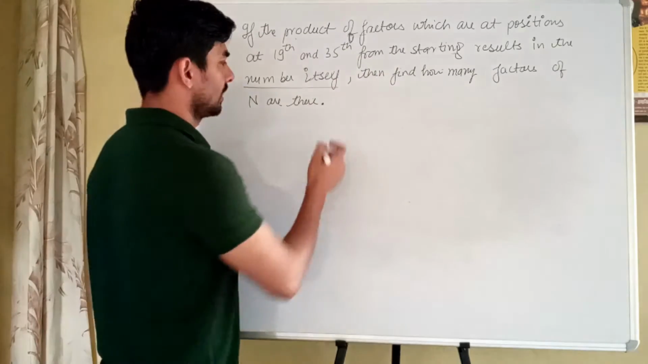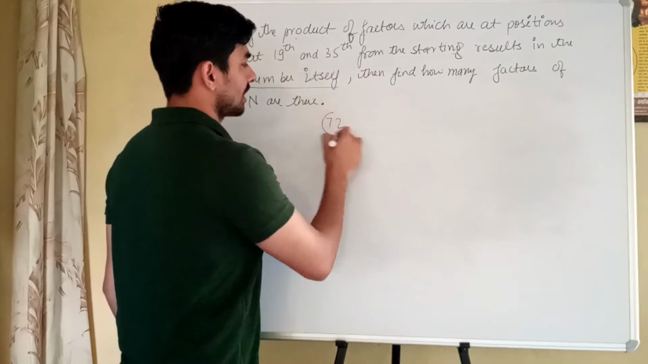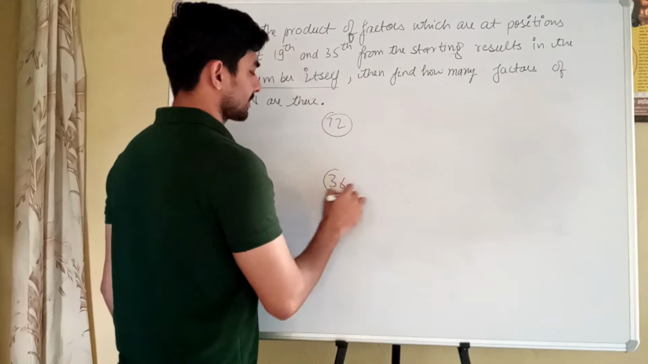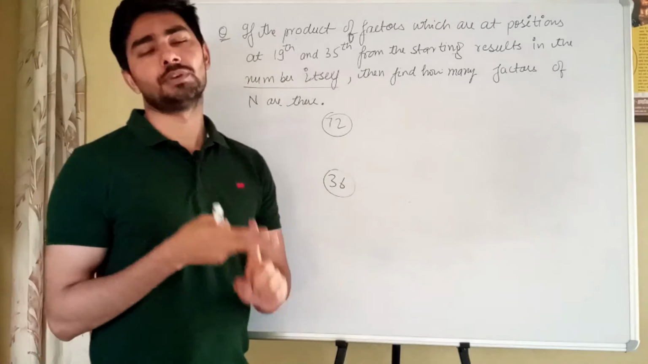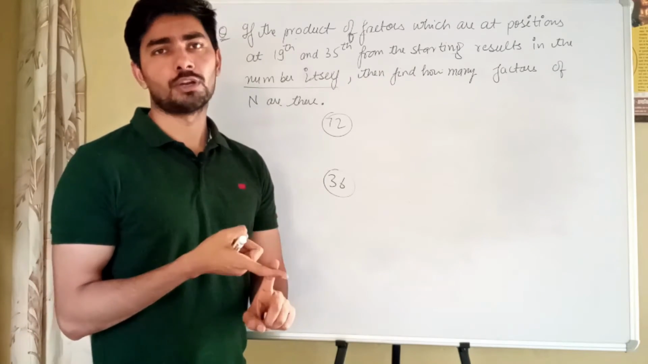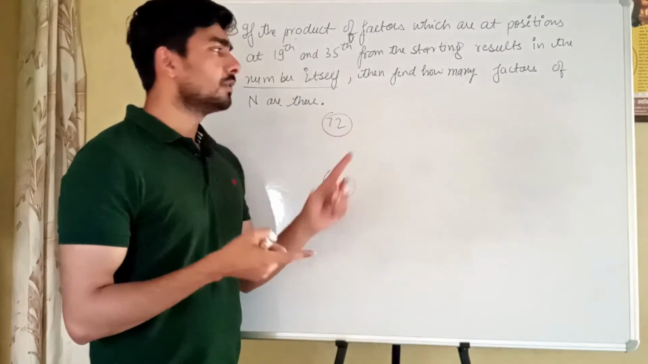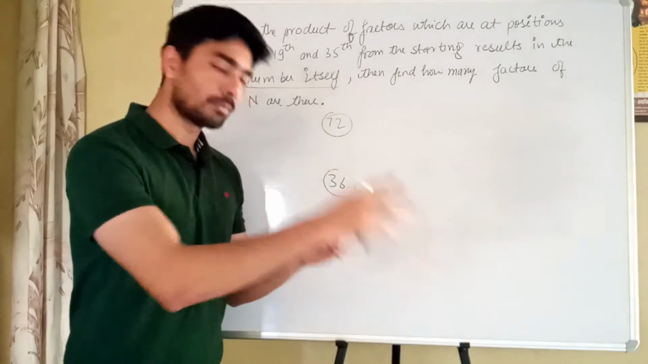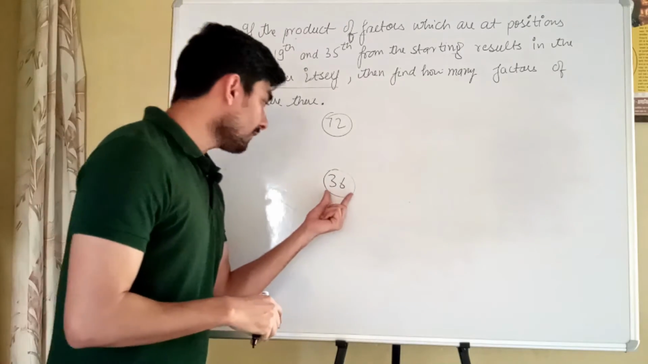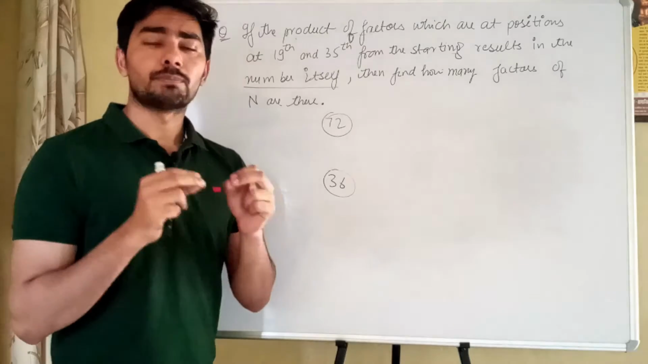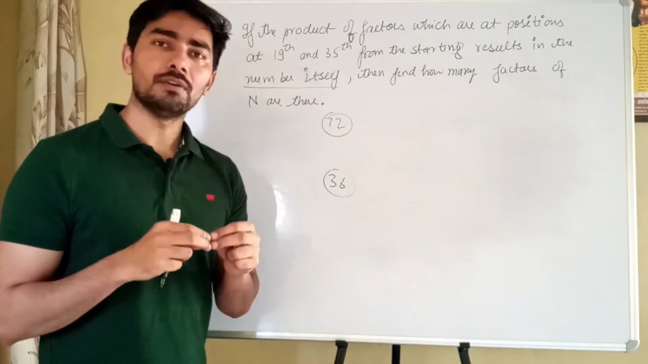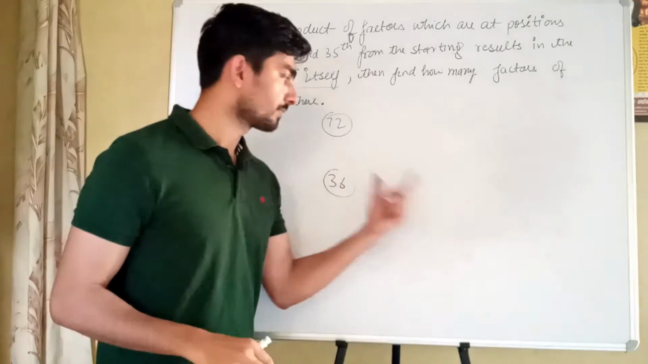If we take an example, 72 and another example, 36. See, there are two types of numbers. One is the ordinary number. The ordinary number will always have an even number of factors, but if a number is a perfect square, it will always have an odd number of factors. We will see that.